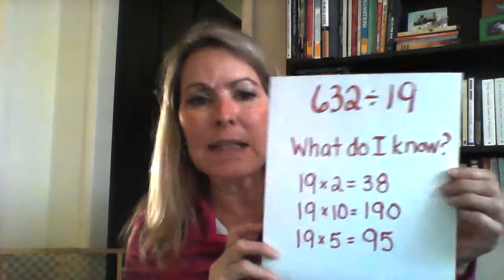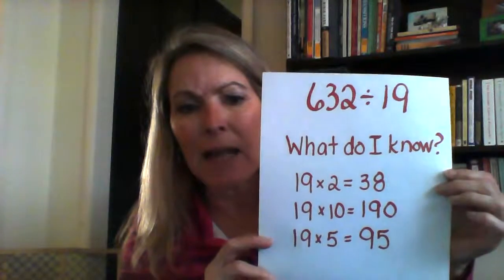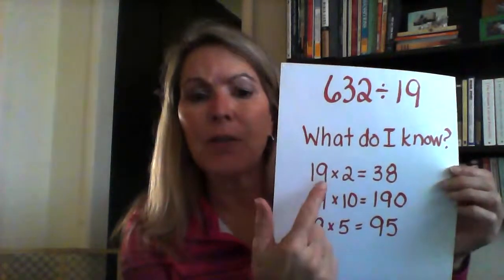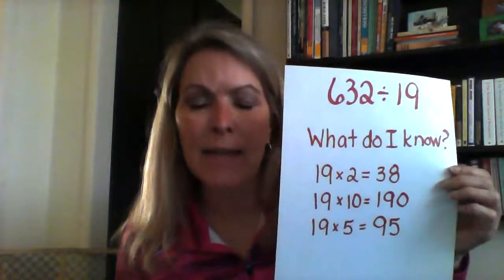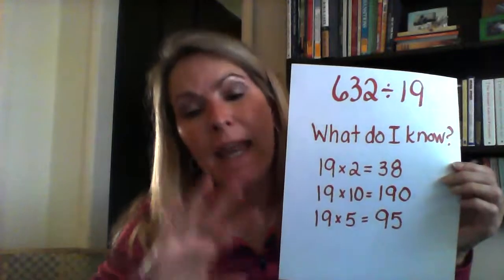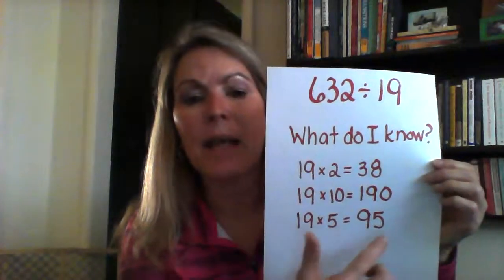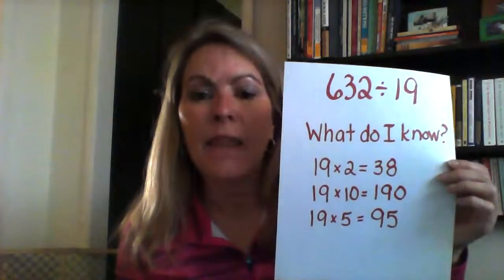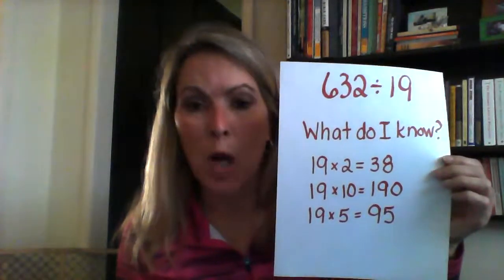Right now I've got 632 divided by 19. Well, what do I know about 19? I do know that 19 times 2 is 38. I know that 19 times 10 is 190. And by taking half of that, I know that 19 times 5 is 95. If I can figure out those three things, then I can figure out how to solve this problem.